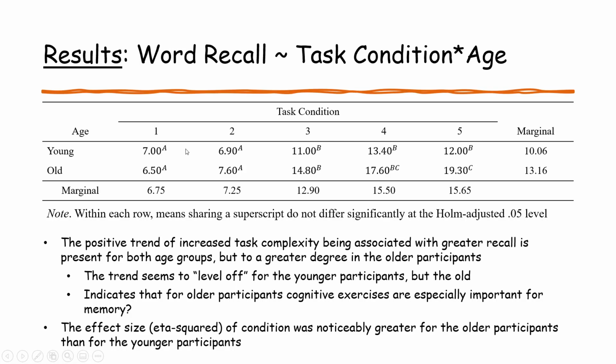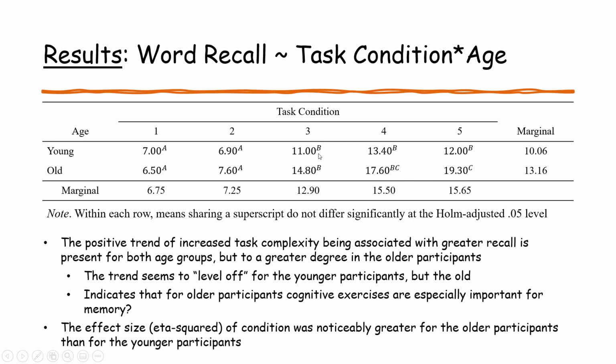And so that's why they have 1 and 2 for the young folks have A's, and 3, 4, and 5 have B's. Okay, whereas for the older folks, if we look at it, we see that those in task condition 1 and 2 don't differ significantly from one another, but they do differ significantly from 3, 4, and 5.